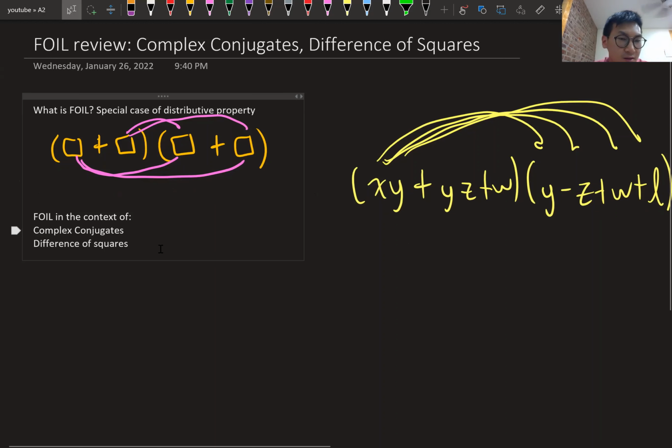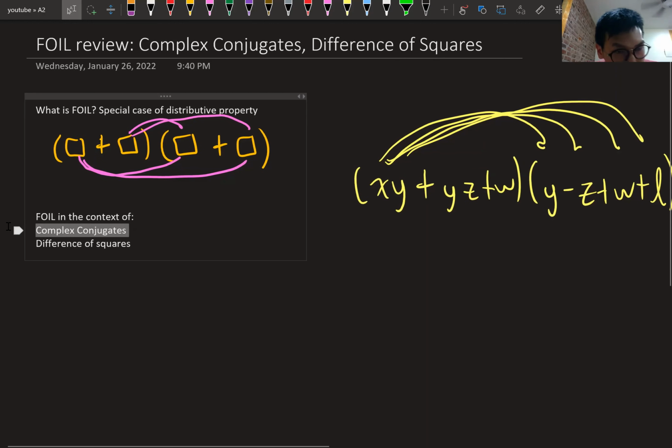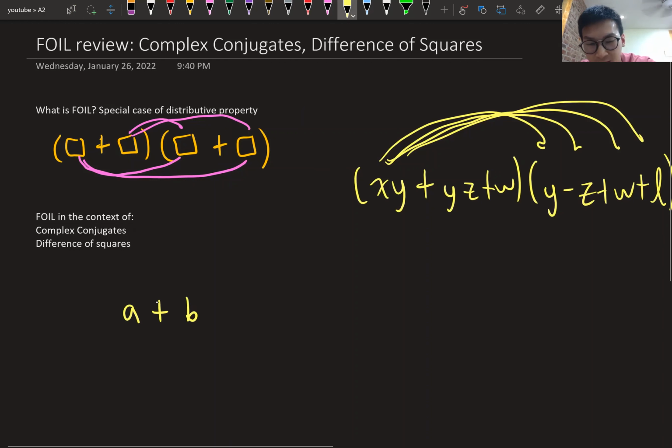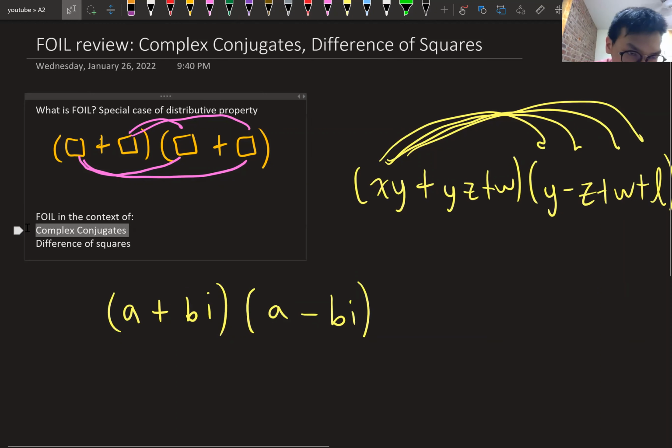Now FOIL in the context of complex conjugates. Complex conjugates is just a fancy way of saying a pair of complex numbers. So anything that looks like this is a complex number. And this thing's complex conjugate is basically, you take the same a, put it here, and then you take the negative version of this b, so you put negative bi here. So when people talk about complex conjugates, they're talking about these 2 pairs.